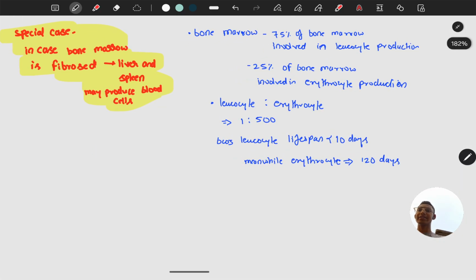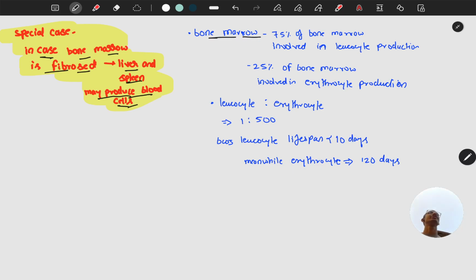An interesting case is when the bone marrow is fibrosed. Then the liver and spleen may produce blood cells.